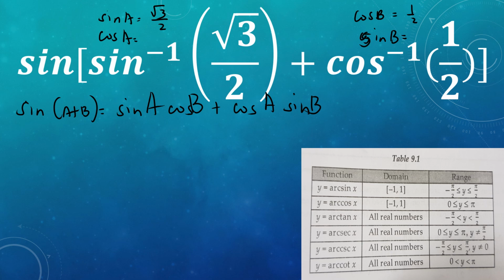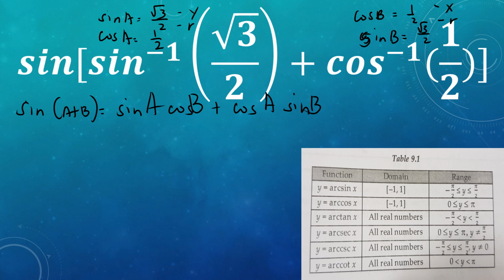Now, if we have square root of 3 over 2 for sin A, we have the value of y, which is square root of 3, and the value of r, which is equal to 2. Using r squared equals x squared plus y squared, we can get the value of x, which is equal to 1. So therefore, cos A is equal to 1 over 2. For this one, we have x is equal to 1 and r is equal to 2. Using r squared equals x squared plus y squared, we can get the value of y, which is equal to square root of 3. Therefore, sin B is equal to square root of 3 over 2.